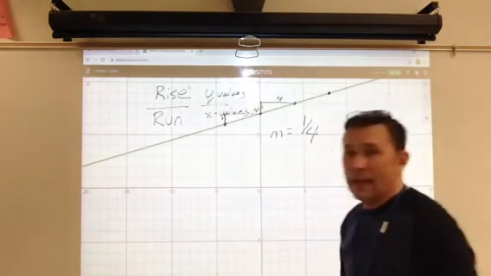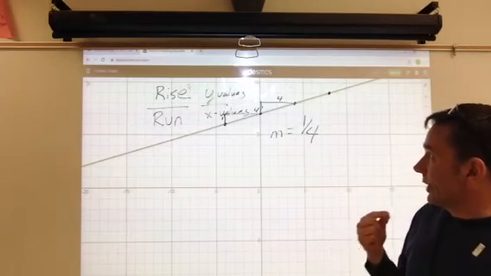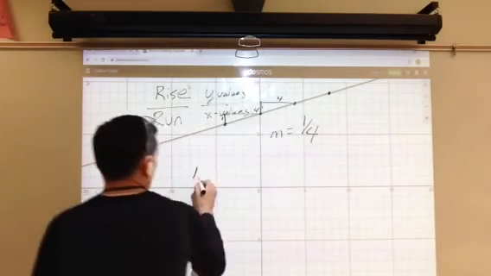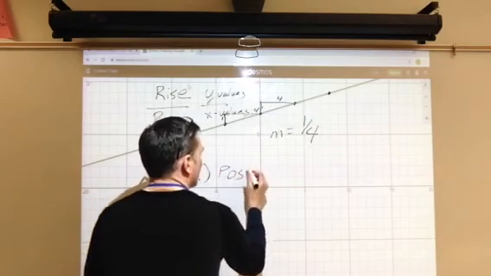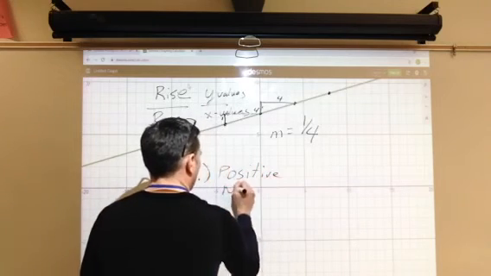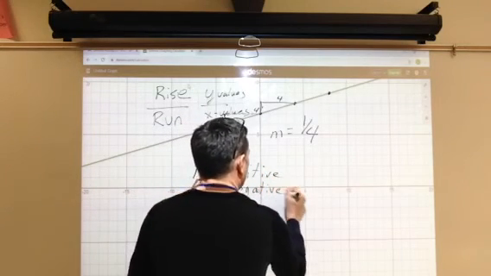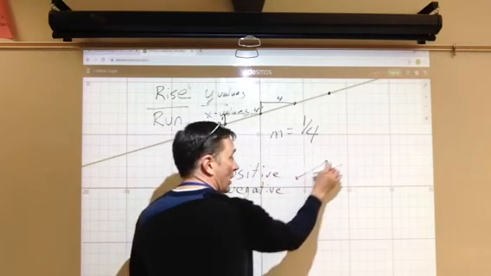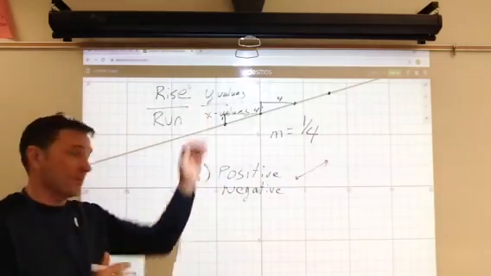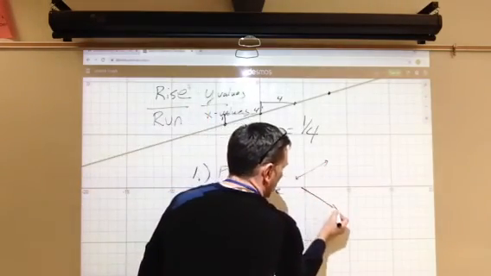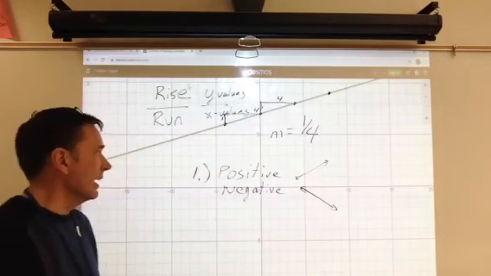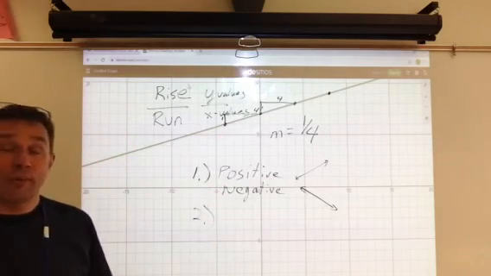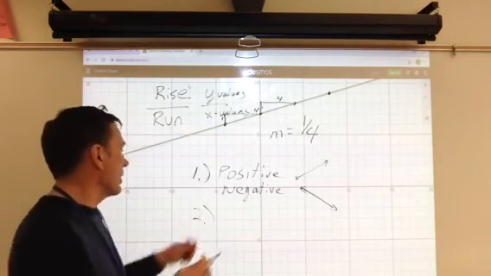So we can do this with any kind of graph. The things to remember, first of all, 2 things. Is it a positive slope or a negative slope? If it is going up to the right, from left to right, it's positive, so we have to go up. If it's a negative slope, it is going down. The second thing is which numbers go on top and which numbers go on the bottom when you are writing out your fraction.